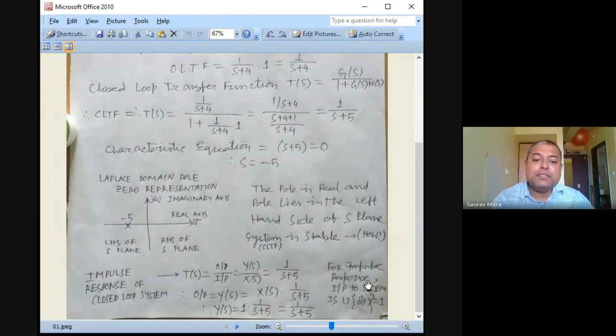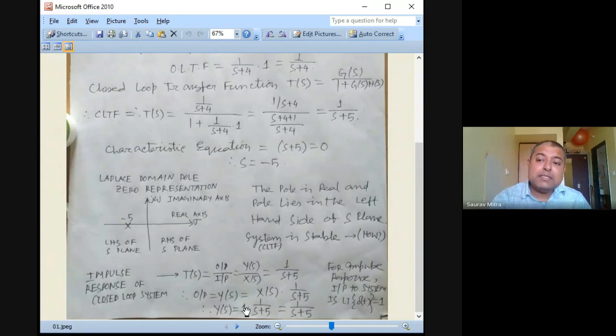Now if it is impulse response, that means you have to input the system with an impulse input. What is impulse input? Impulse input is delta(t). What is the Laplace transform of that? The Laplace transform of impulse is 1. So we are finding Y(s), that means the output when the input is an impulse. That's why instead of X(s), I have substituted the Laplace transform of delta(t), which is equal to 1.